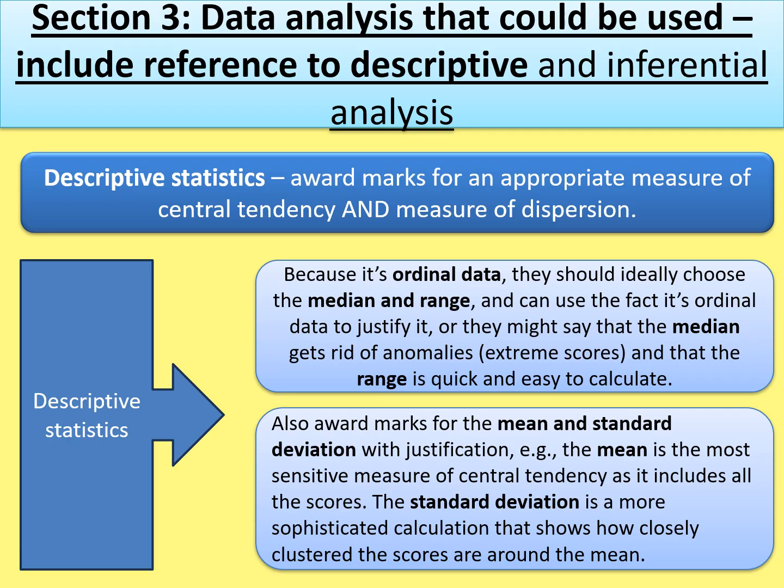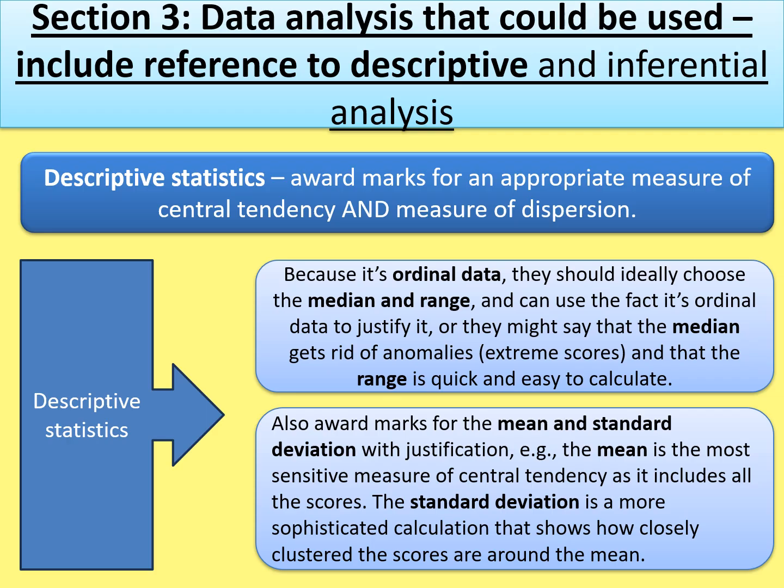Okay. So the last part says data analysis that could be used include reference to descriptive and inferential analysis. Now, in my experience, most people forget to do descriptive statistics. They go straight for inferential. So start with your descriptive. You're going to say, to describe the data set, I'm going to use a measure of central tendency and a measure of dispersion, because those are the two descriptive statistics. And you need to justify it as well.